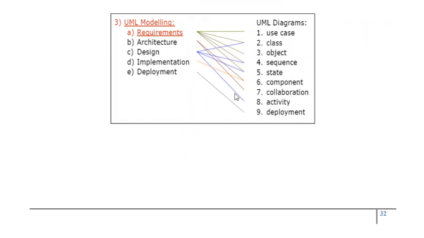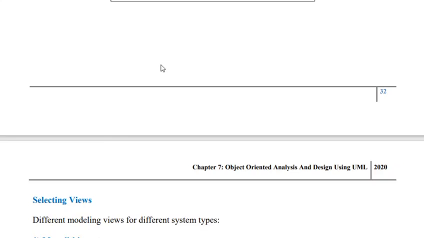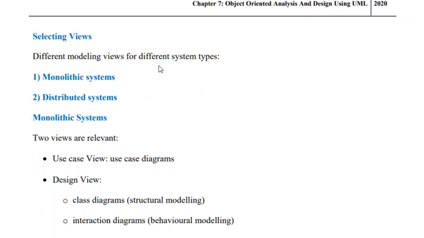Now, just see, these are the various UML diagrams that are used for various purposes of modeling various aspects of the system. Use case diagram, object, class, sequence, and state diagrams are used for modeling the requirement, right? Likewise, we have class diagram, sequence diagram, state diagram, and activity diagram used for modeling the design. So these are the various purposes for which we can use the diagrams in case of UML. Now let us try to learn about selecting views for different types of system.